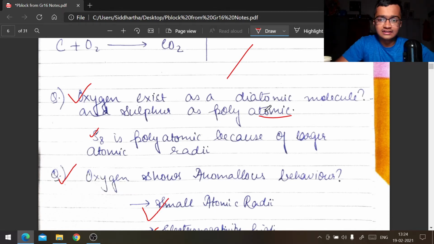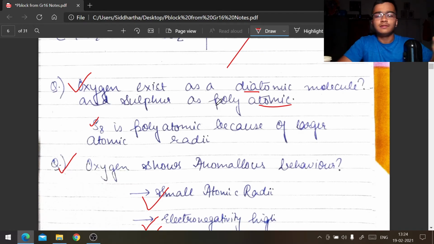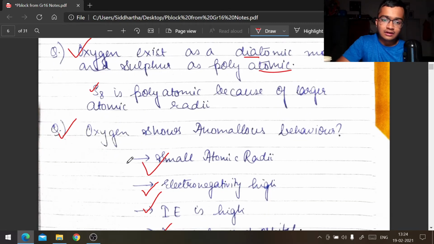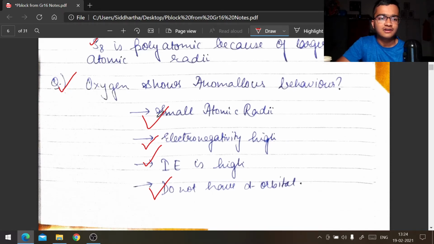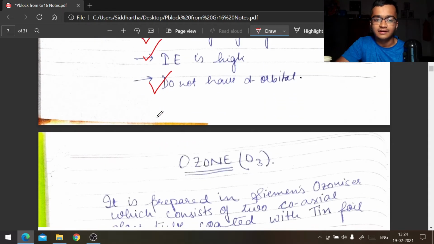Next, oxygen exists as a diatomic molecule, right? And sulfur exists as a polyatomic molecule because the atomic size of oxygen is smaller as compared to that of sulfur. Now oxygen shows anomaly, which means it is different from the others, because of its small radii, very high electronegativity, very high ionization enthalpy, and it does not have any d orbitals.